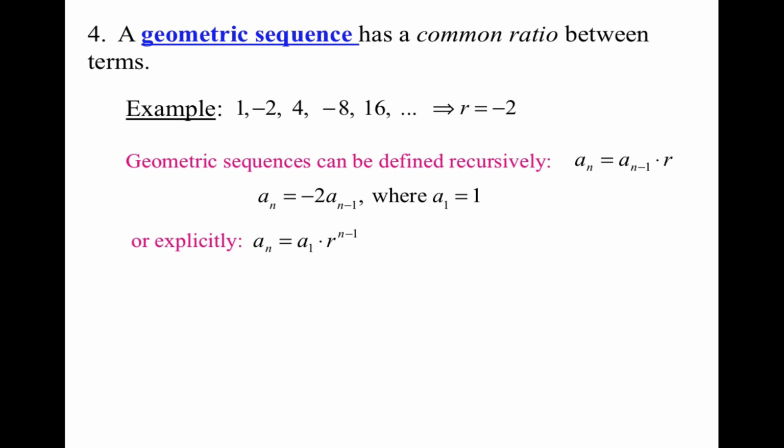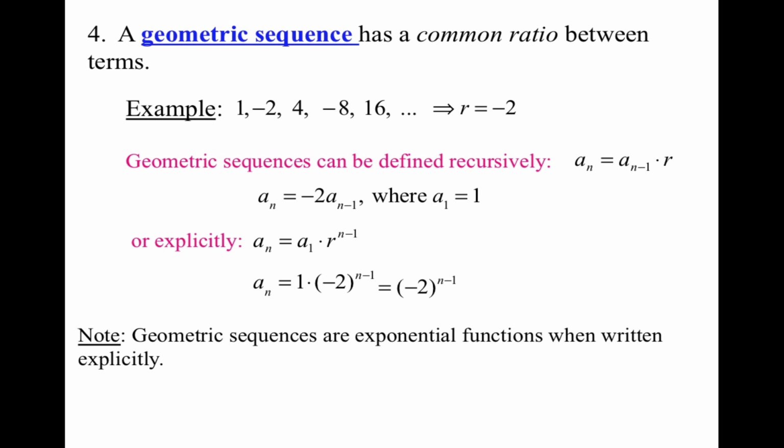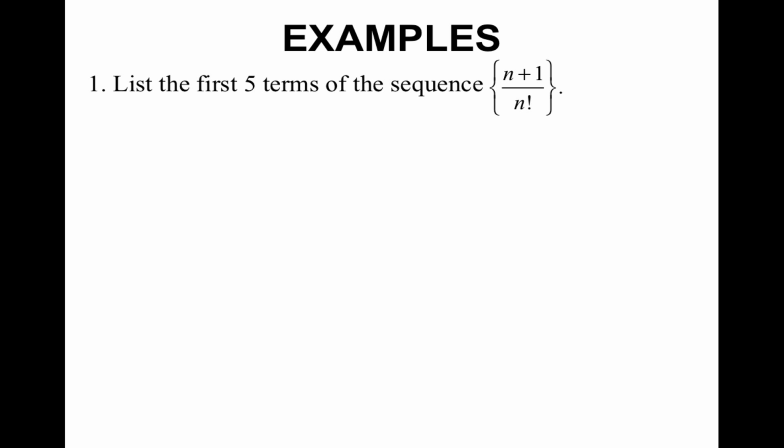Now, we could also define it explicitly, and that would be a sub n equals a sub 1 times the ratio to the n minus 1. So in this case, my a sub 1 is 1 times my ratio, -2, to the n minus 1. And when I simplify that, I just get (-2) to the n minus 1. So geometric sequences are exponential functions when written explicitly. So let's look at some examples.